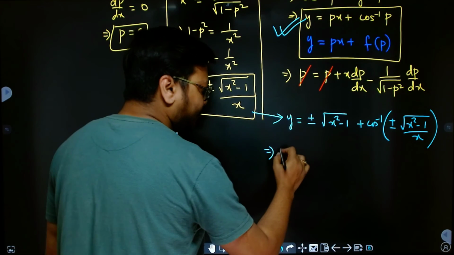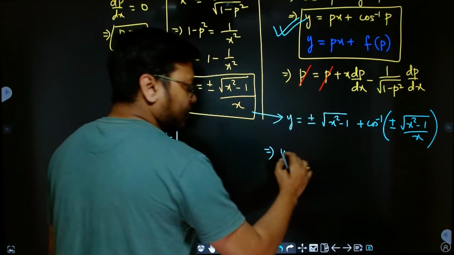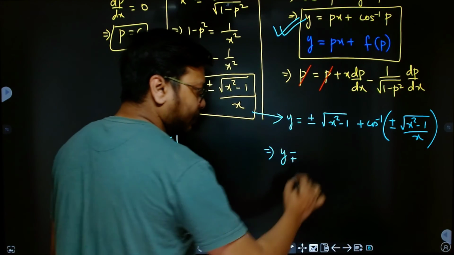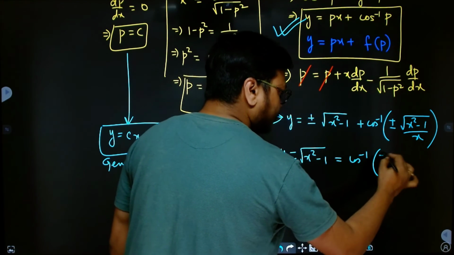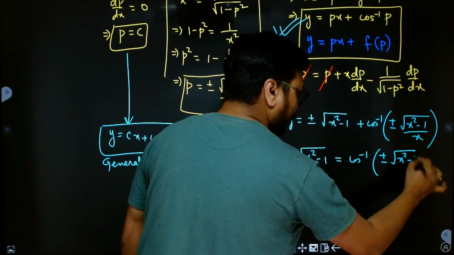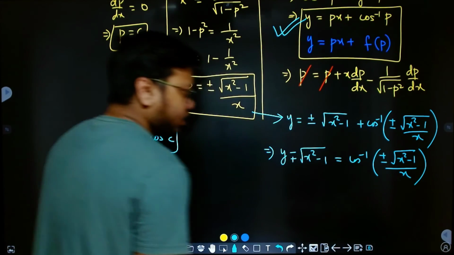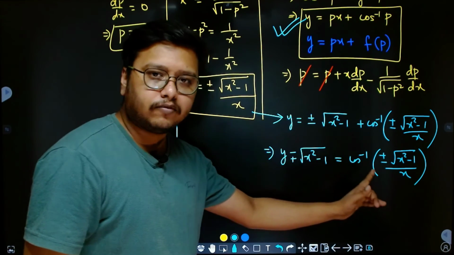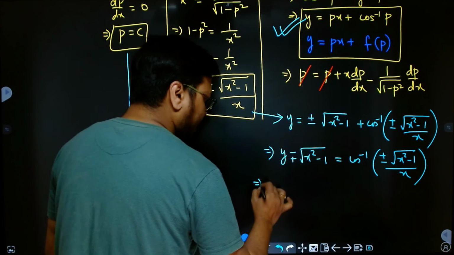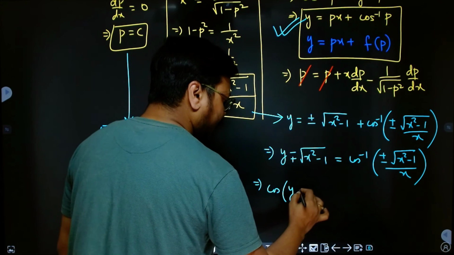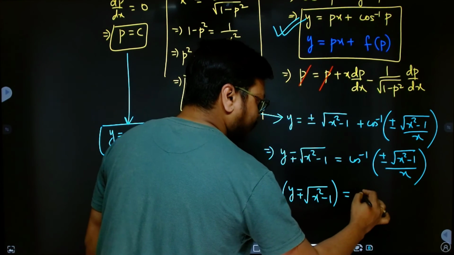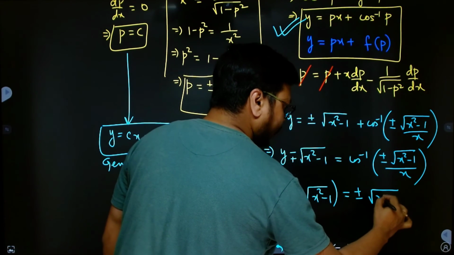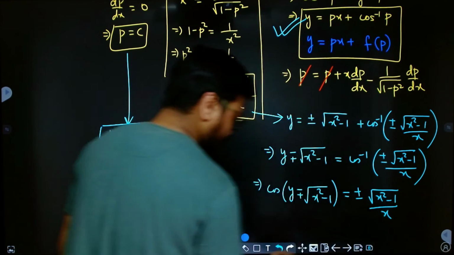I'll bring this term on the left side. So 1 plus minus comes on the left side, so it becomes y minus plus root over x square minus 1 equals cos inverse of plus minus root over x square minus 1 upon x. So I need to get rid of the cos inverse first. So let's do that. So cos of (y minus plus root over x square minus 1) equals plus minus root over x square minus 1 upon x.